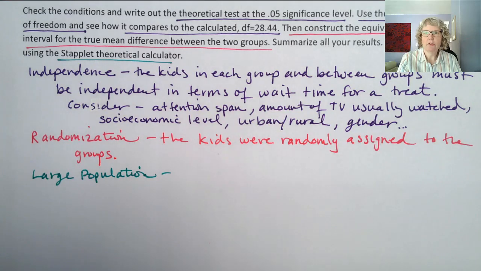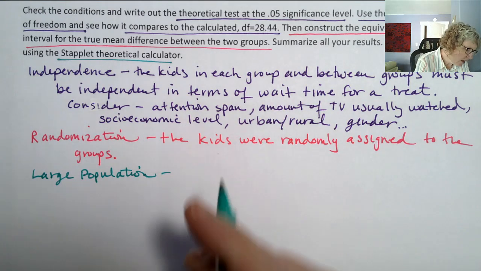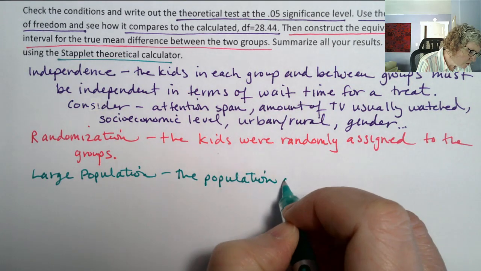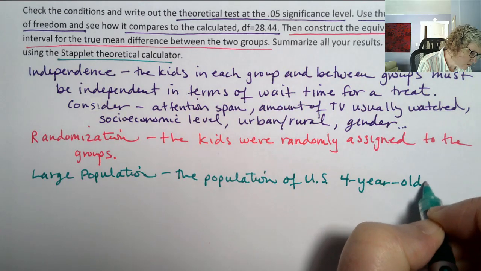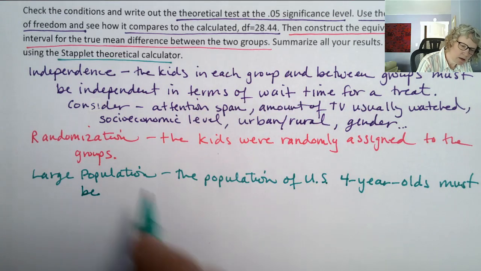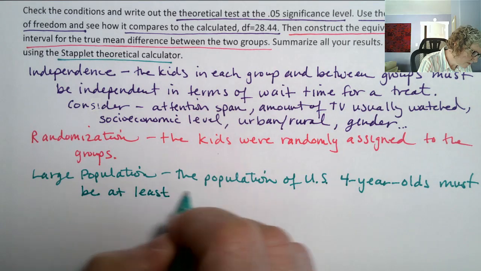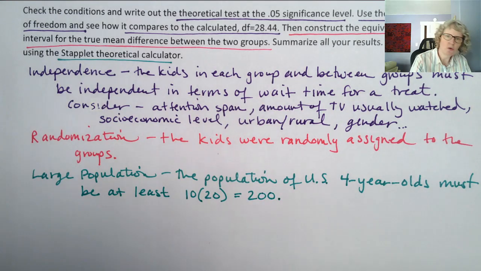Large population. Okay, so here's where we need to consider, is this one population or two? And I would say these kids are all coming out of a single population of, I'm going to assume it's US, so US 4-year-olds. The population of US 4-year-olds must be at least, and it's the size of each group, which might seem funny, at least 200, okay?